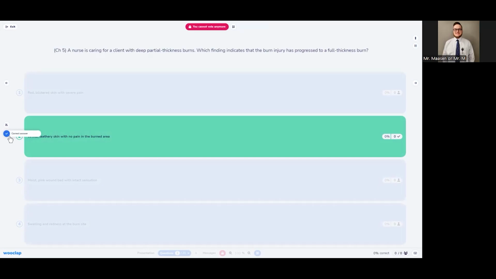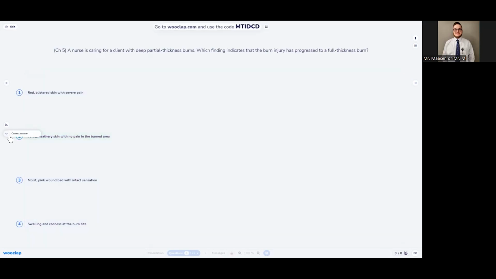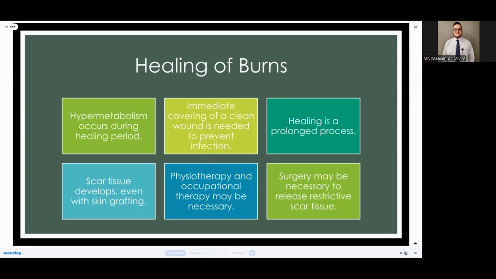That's right. So number 2, the white leathery skin with no pain in the burn area. That's kind of trying to indicate the stage 3 to stage 4 full thickness burns. Swelling, redness, blisters. These are all kind of stage 1, stage 2 symptoms. So healing of burns, just as a note, again, hypermetabolism, a lot of trying to heal.